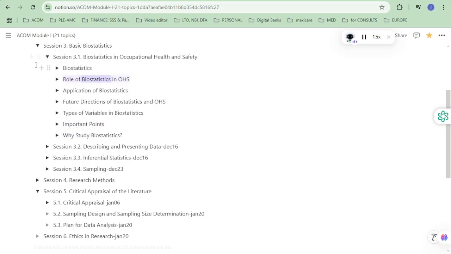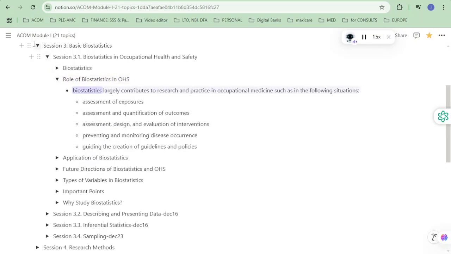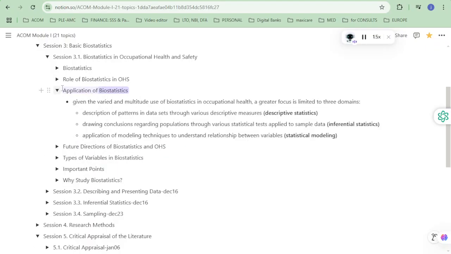Role of biostatistics in OHS. Biostatistics largely contributes to research and practice in occupational medicine, such as in the following situations: assessment of exposures, assessment and quantification of outcomes, assessment, design, and evaluation of interventions, preventing and monitoring disease occurrence, guiding the creation of guidelines and policies.